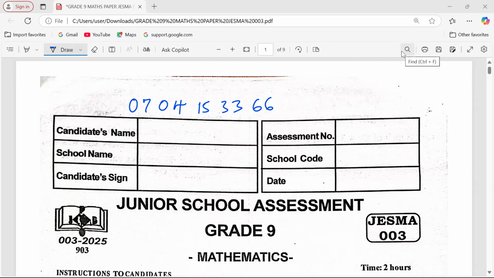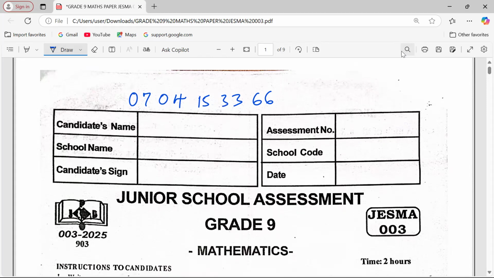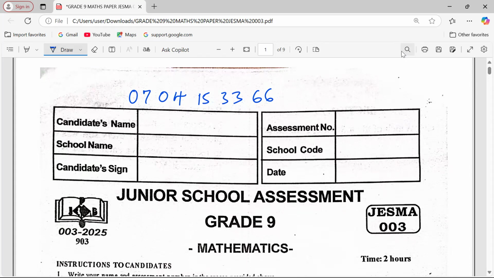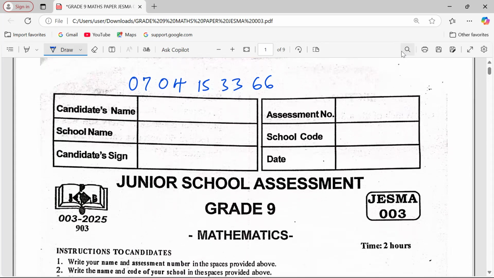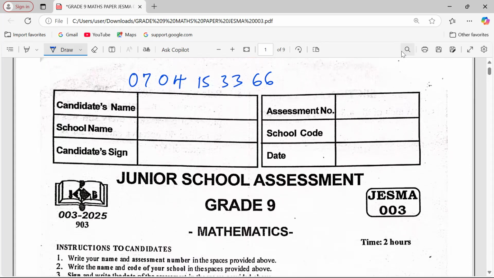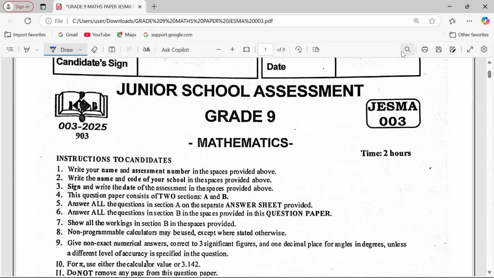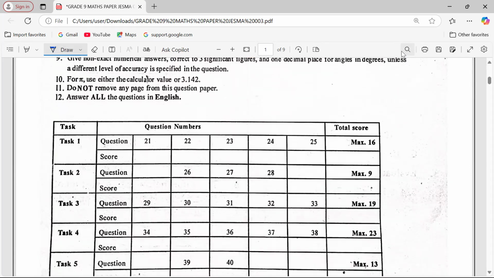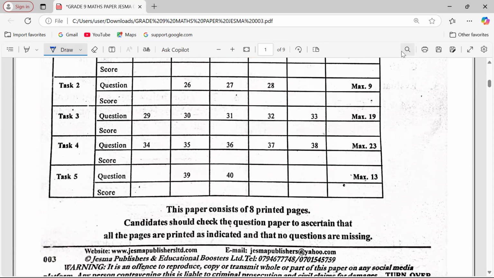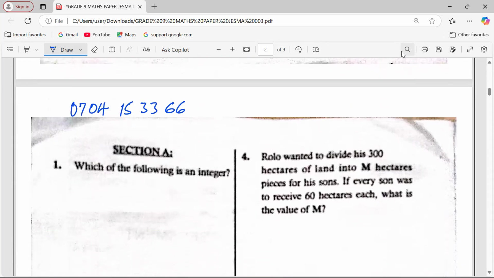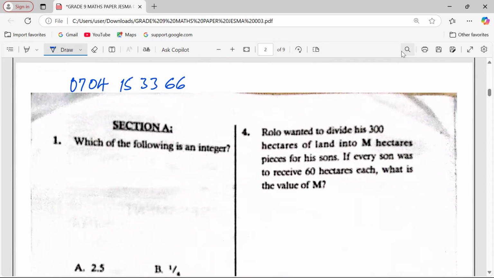We're going to discuss grade 9 mathematics term 1 exam, which will help us to prepare for the KJSEA 2025 exam. So remember to subscribe to this platform and also to share with your friends.